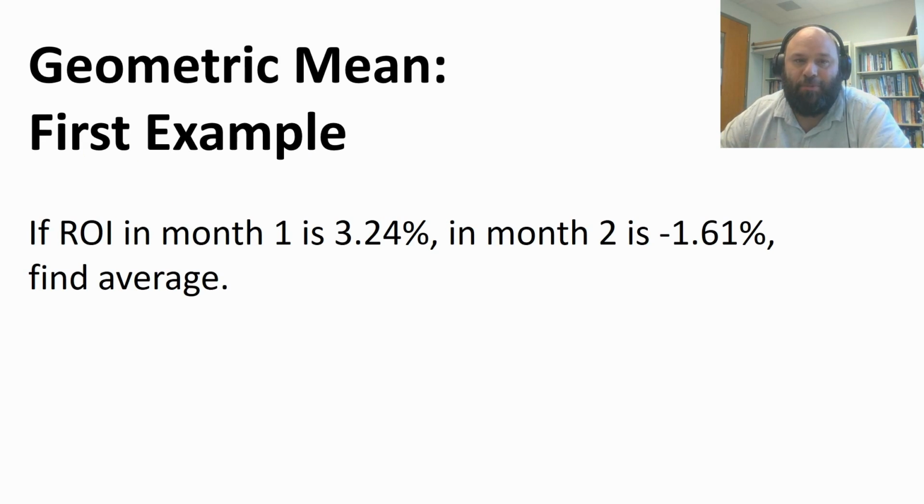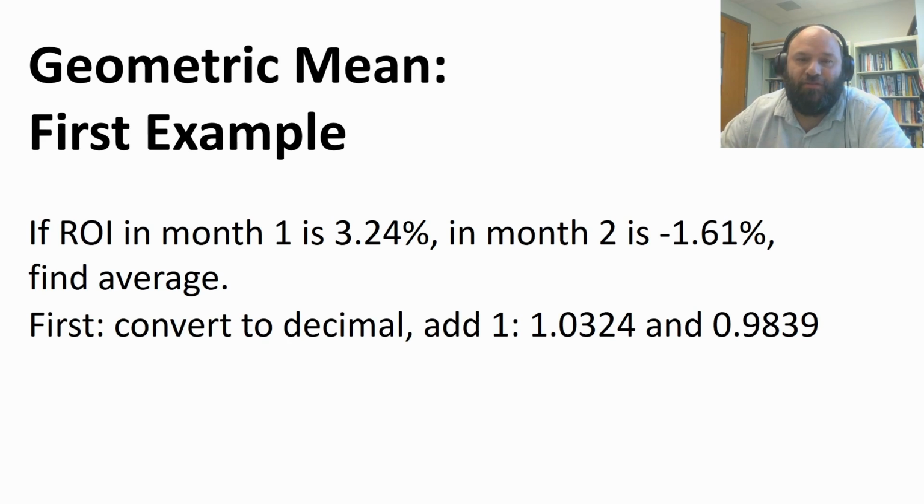So here's our first example. We just calculated our ROI from month 1 to month 2, so over the course of the first month, and got 3.24%. Suppose the next month, from month 2 to month 3, we lost a little bit. So our percentage change is negative 1.61%. We're going to use the geometric mean to find the average. That funny little n over the radical, since we only have two values to average here, is just a square root.